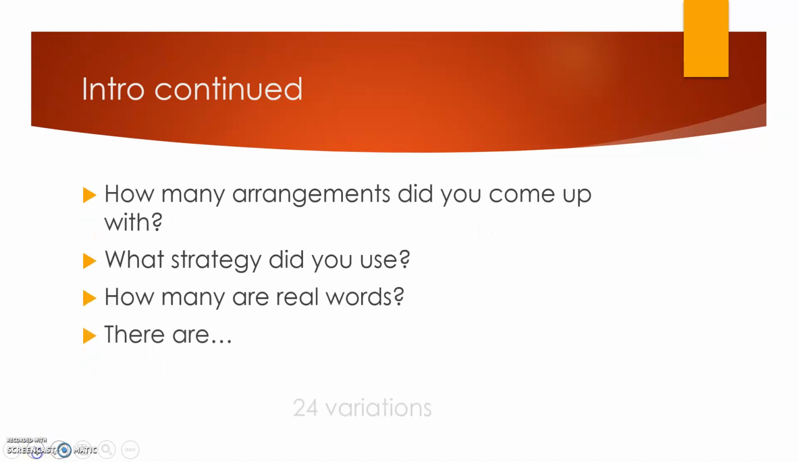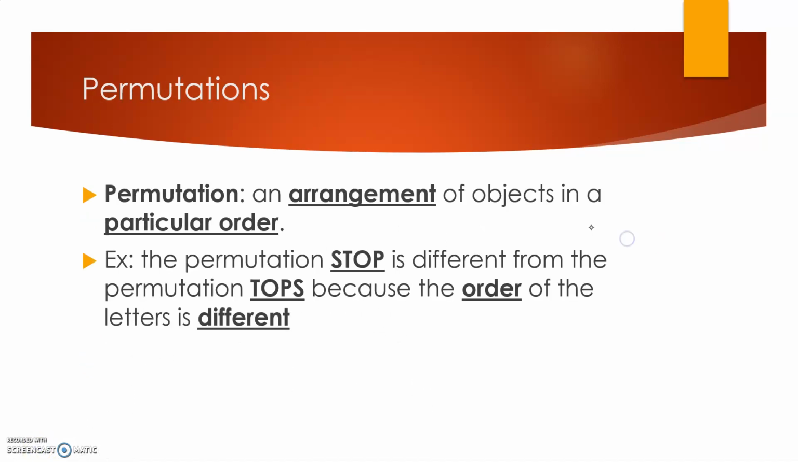So there are 24 variations. So this kind of is an intro for us talking about permutations today. A permutation is an arrangement of objects in a particular order. For example, we had the original word stop, and it's different from the permutation tops. We can see it has all the letters S-T-O-P, but the order is different. So that makes it a permutation of stop. They are permutations because they're different.